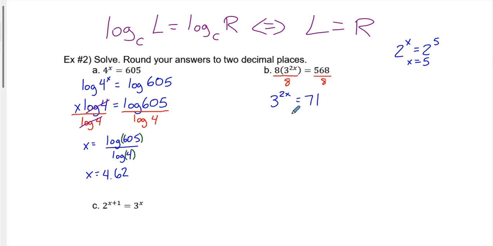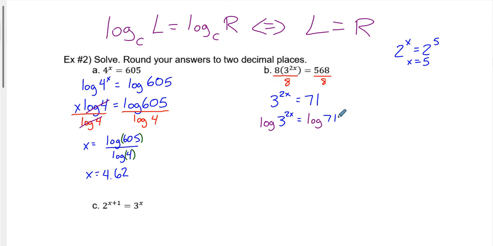Now, just like we've done before, we could use a whole bunch of trial and error, find out 3 to the power of what gives us 71. Technically, as we get to other questions, the trial and error will actually be a little bit shorter than this, but we will get more exact answers by using our methods here. So we're going to take the logarithm of both sides. The logarithm of 3 to the power of 2x equals the logarithm of 71.